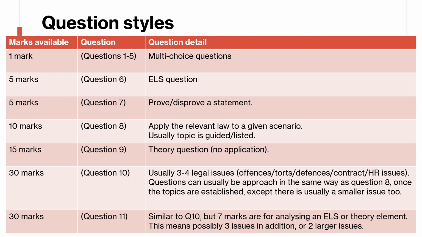Now for question 11, this is similar to question 10, but 7 marks this time are for analysing an ELS or theory element. So you're looking at 23 marks for application there. And this means possibly 3 issues in addition to the 7 marks for ELS or theory, or 2 larger issues. So of course we need to analyse the question beforehand.